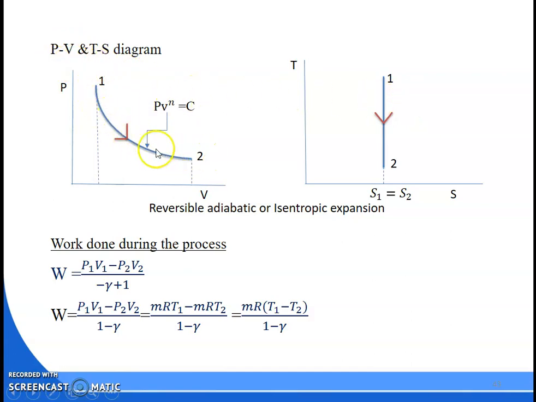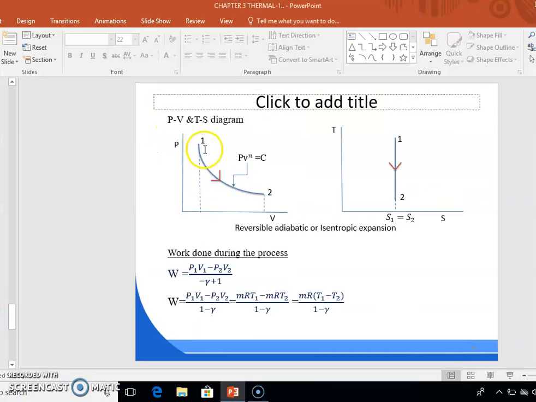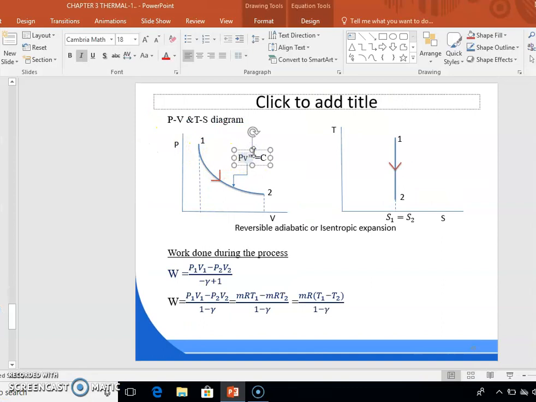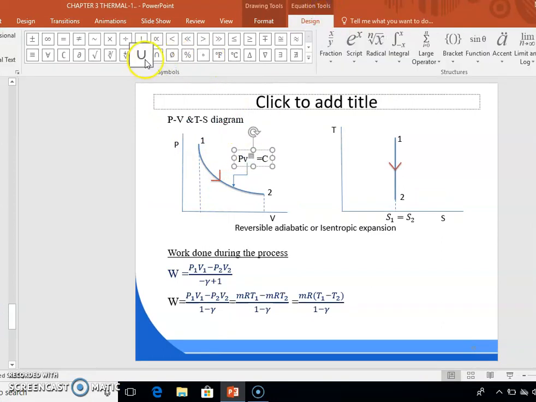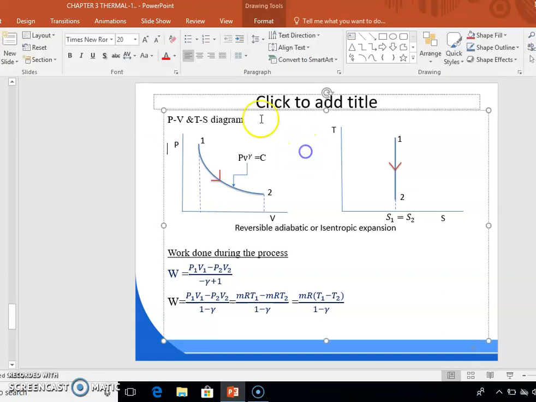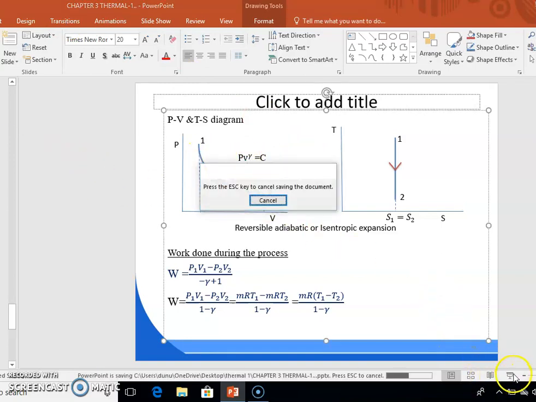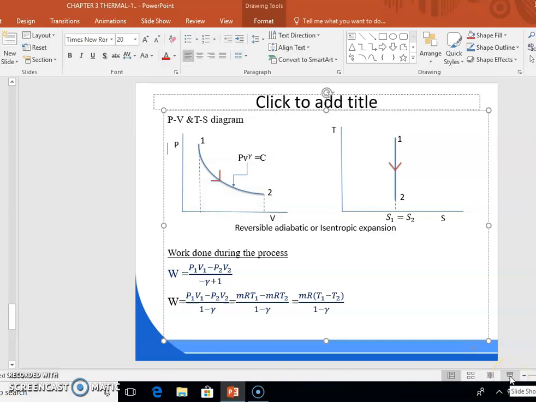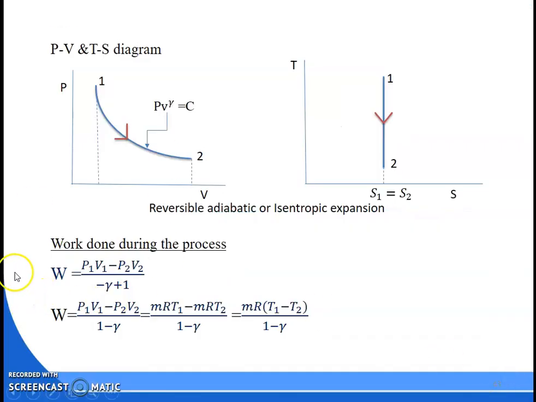So this is the representation of the reversible adiabatic process in PV and TS diagram. So see, 1 to 2, PV to the power gamma is equal to constant. This is PV to the power gamma is equal to constant, that is not n, it must be PV to the power gamma is equal to constant. Okay. So this curve represents PV to the power gamma is equal to constant.